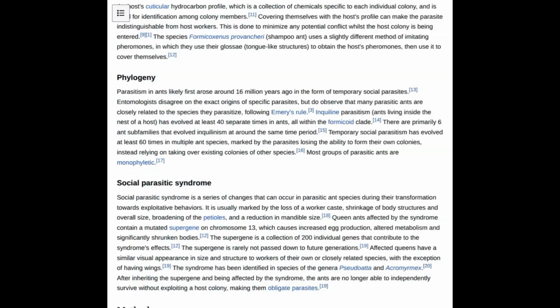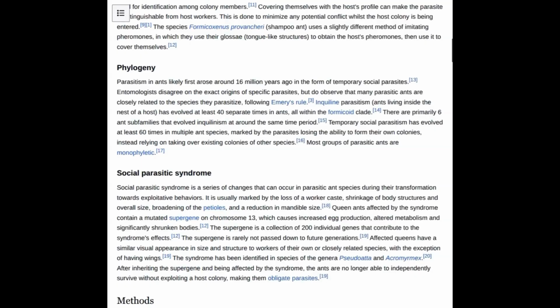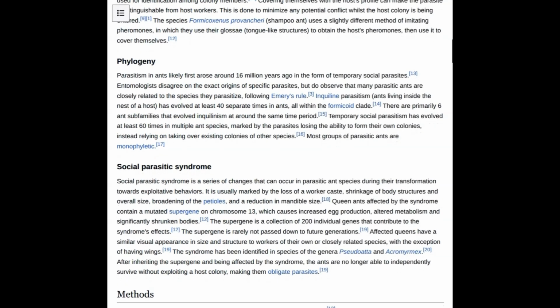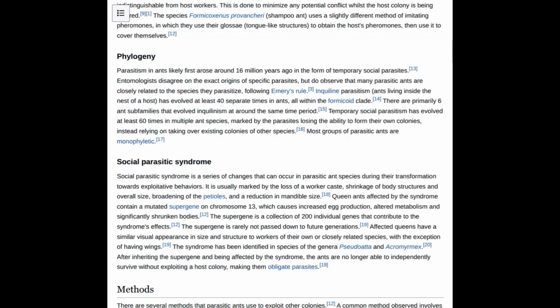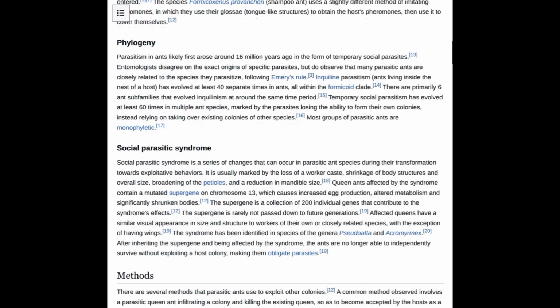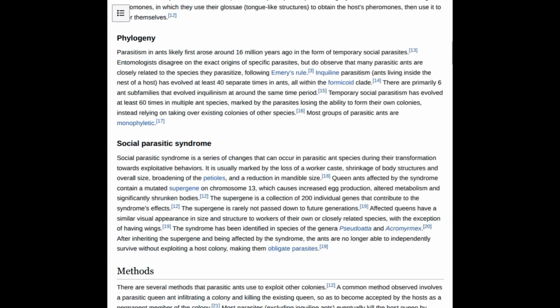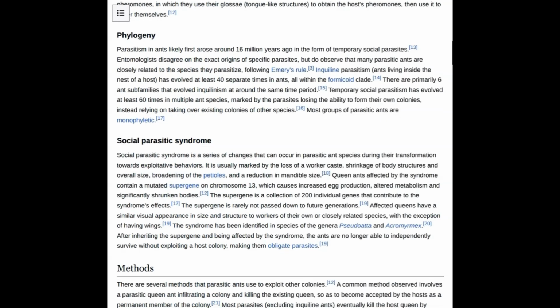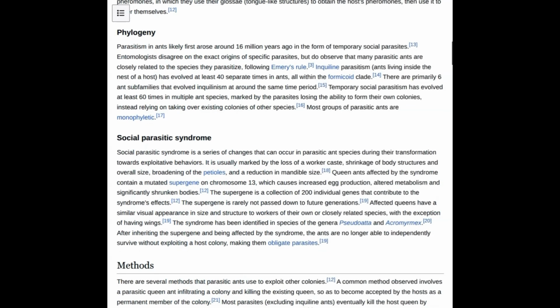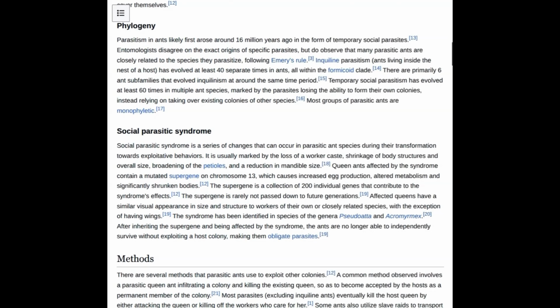Inquiline parasitism, ants living inside the nest of a host, has evolved at least 40 separate times in ants, all within the Formicoid clade. There are primarily 6 ant subfamilies that evolved inquilinism at around the same time period. Temporary social parasitism has evolved at least 60 times in multiple ant species, marked by the parasites losing the ability to form their own colonies, instead relying on taking over existing colonies of other species. Most groups of parasitic ants are monophyletic.